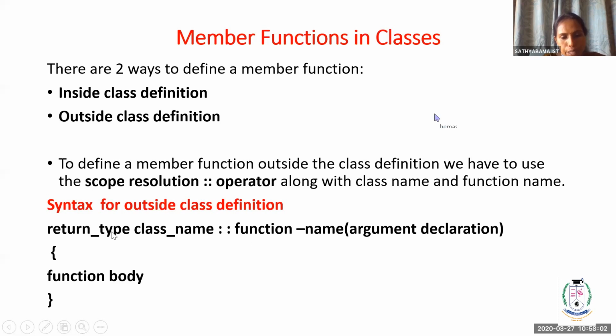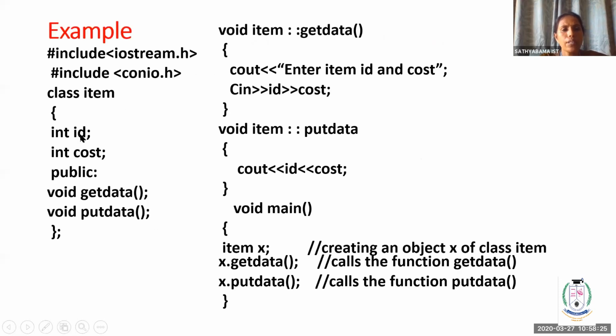As usual, every function will have a return type. So specify the return type, the class name, the scope resolution operator, and the function name. Whichever function you are defining outside the class, you have to specify it along with the argument. Now start the function body and end your function also. Now this can be explained with a program example.